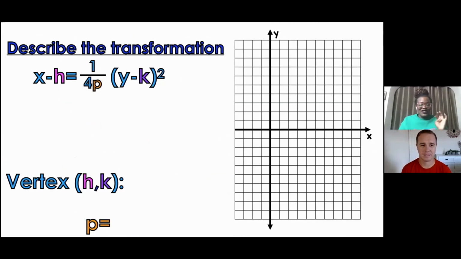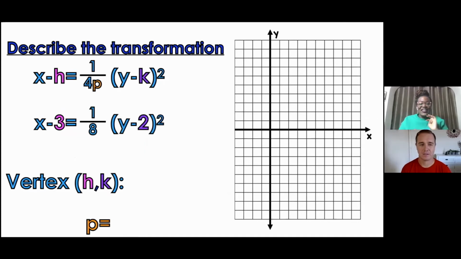I'm going to challenge you. Given an equation, x minus 3 equals 1/8 times (y minus 2) squared, we need to figure out what the vertex is and what the p-value is. And you also have to determine which way we're going. Are we going up and down, or are we going left and right?